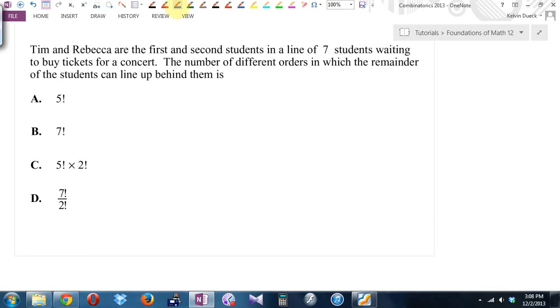The fundamental counting principle, our strategy was draw blank. Draw blank. There may be better ways to do it, but I start out there.